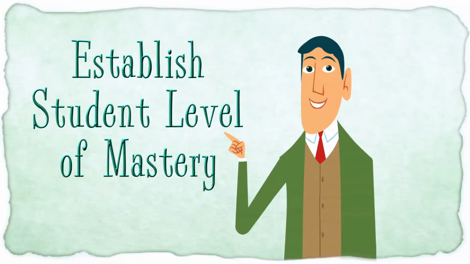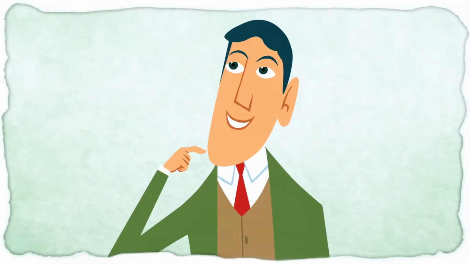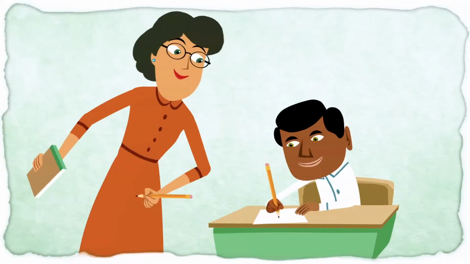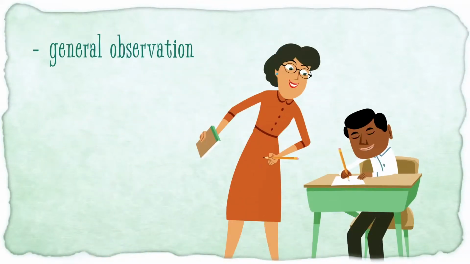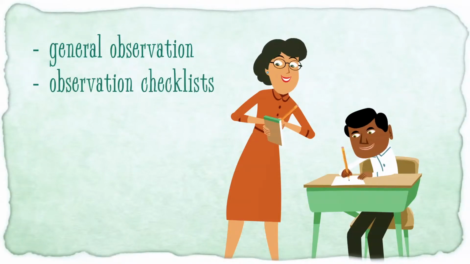This allows us to reliably capture what students have done well and what needs to be improved based on the level of mastery we are seeking. But how do we do this? There are many tools we can use to help assess student progress towards the learning goals, like general observation of student behavior and work, observation checklists during a particular activity, or any completed student work.